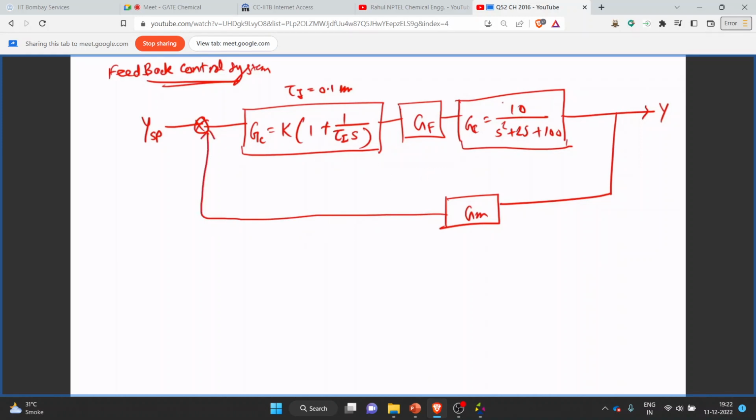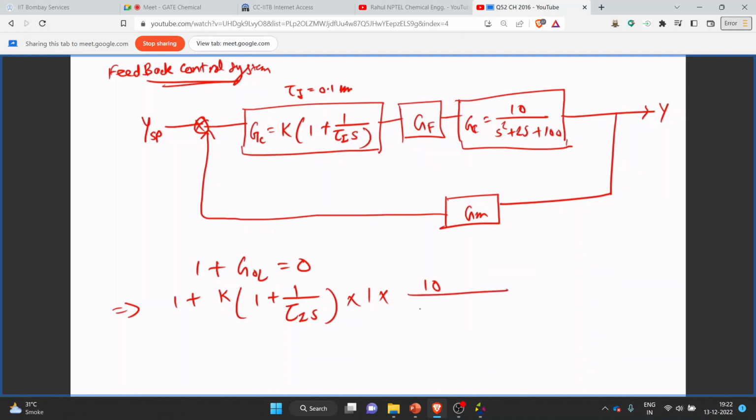So the characteristic equation for this system, we can write it as 1 plus the multiplication of all these blocks in the open loop, that is, 1 plus open loop transfer function is equal to 0. So that will be 1 plus K(1 + 1/(tau I S)) into GF, GF we have been given as 1, into GP, 10 upon S square plus 2S plus 100, into GM is 1, is equal to 0.